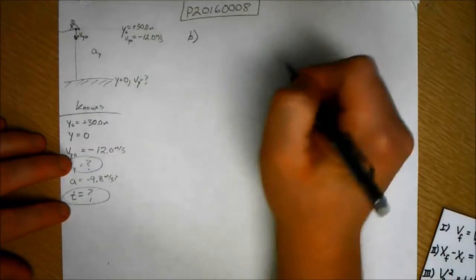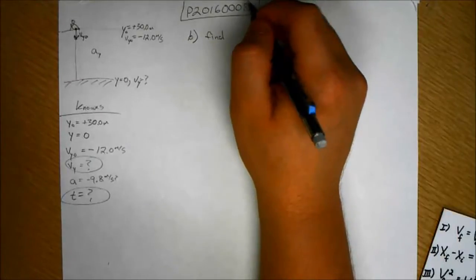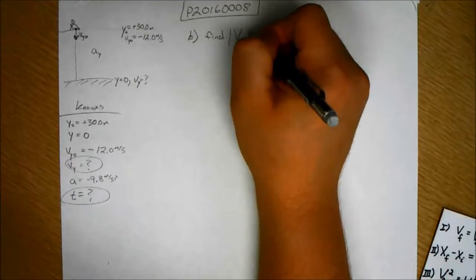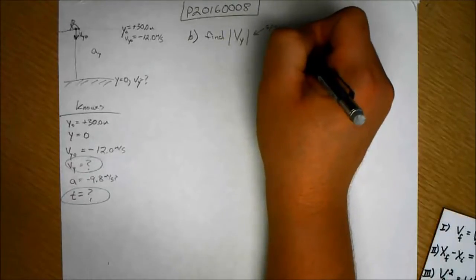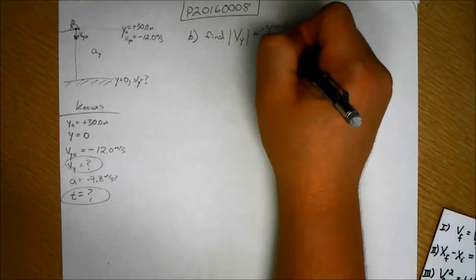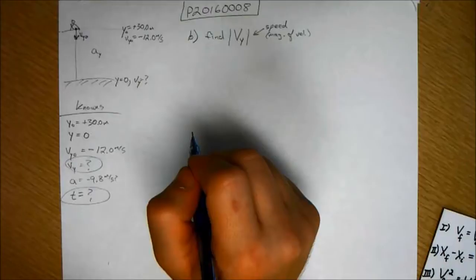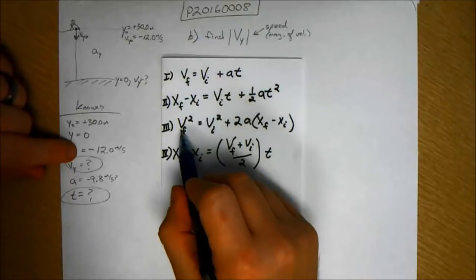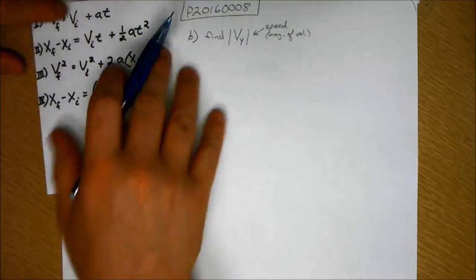And let's say question B says find the speed of the stone at impact, but it's not necessarily Vy, it's going to be the magnitude of Vy, because that is speed, which is magnitude of velocity. Well, that one shouldn't be too bad, because we're looking for Vf. We have the original velocity, we have the acceleration, we have the distance traveled. We can use this equation.